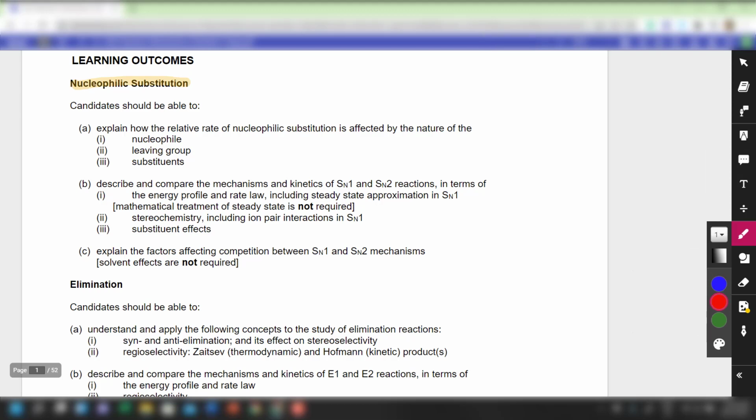For example, part A, explain how the relative rates of nucleophilic substitution is affected by the nature of the nucleophile, which we talk about, the leaving group and the substituent, or what we call the substituent effect. And I did mention that solvent effect is not in your curriculum, but they can give you some data and ask you to make some deduction based on the data. So solvent effect is not in your curriculum because it's not written here.